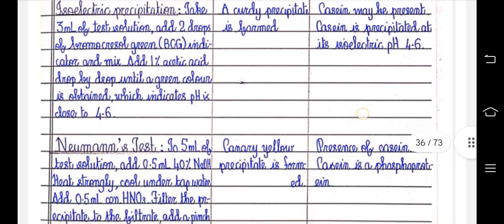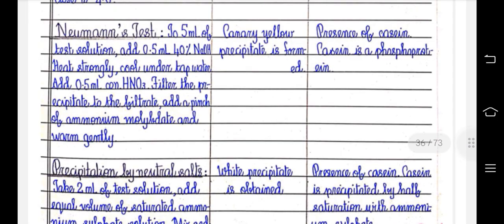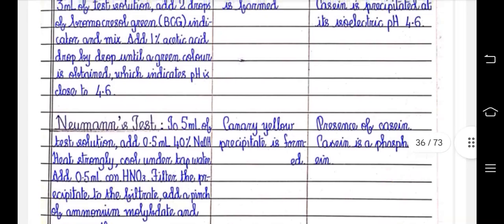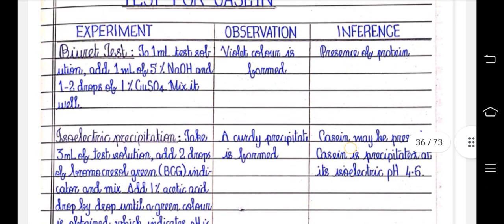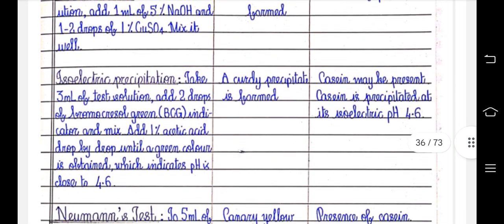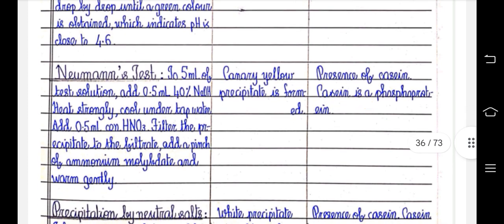Okay. Then Hopkins-Cole's test. No, Neumann's test. In case of albumin, we performed the sulfur test. How to perform the sulfur test? To 2 ml solution, add equal amount of 40% NaOH, heat it and later add 1 to 2 drops of lead acetate. In case of albumin, we performed the sulfur test. But here in case of casein, we will be performing a new test called Neumann's test.